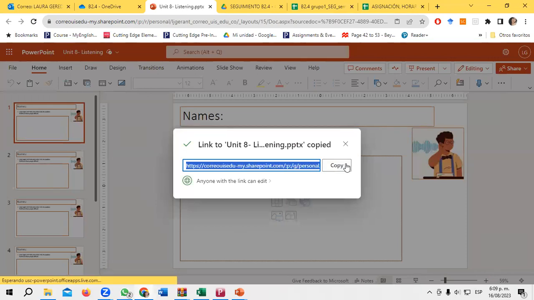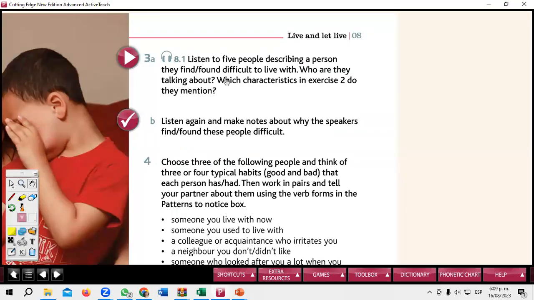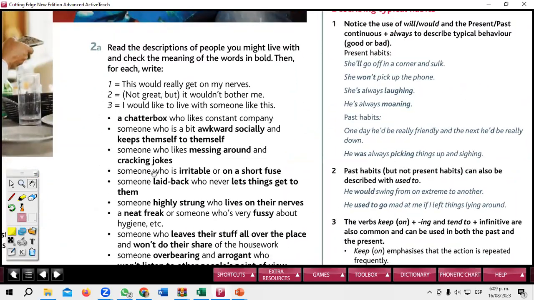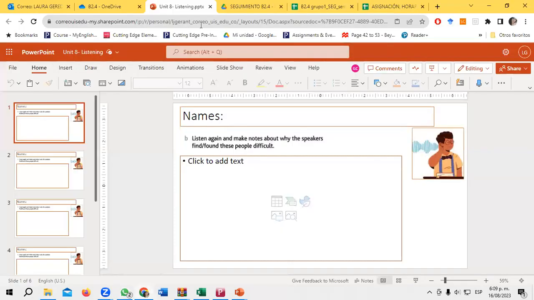The second part is to get in groups and answer the questions as a group. You get your notes together and you decide who are they talking about, which characteristics are mentioned from these ones, and also a short description of why the speakers find these people difficult to deal with. Okay? So are we clear on the activity, what we have to do? Do we have any questions?